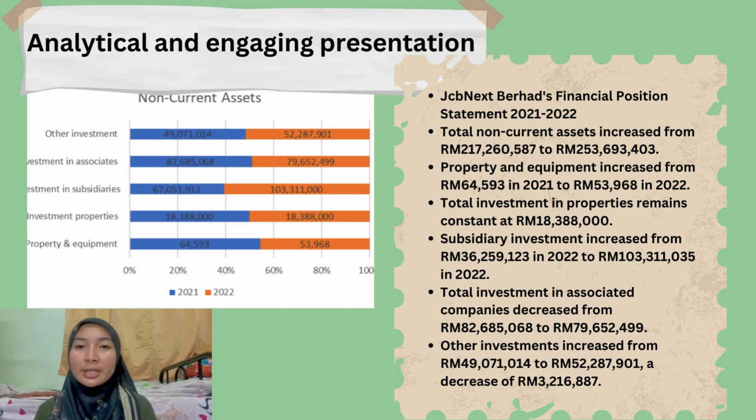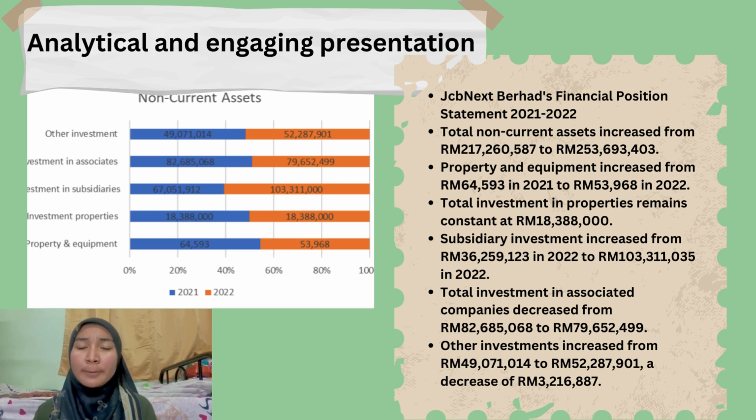Here, the graph above shows the non-current assets that we kept in the financial position for 2021 and 2022. The graph shows the total non-current asset changed from 270,260,587 to 253,693,403. Property and equipment changed from 64,593 in 2021 to 53,968 in 2022. Total investment property remained constant at 80,388,000.